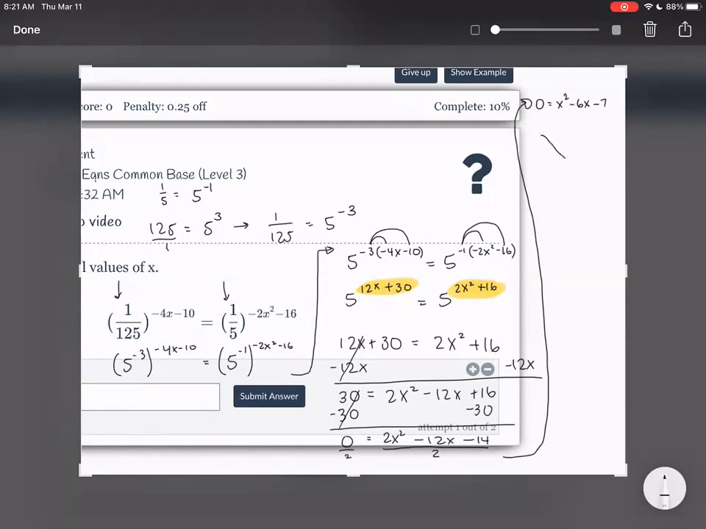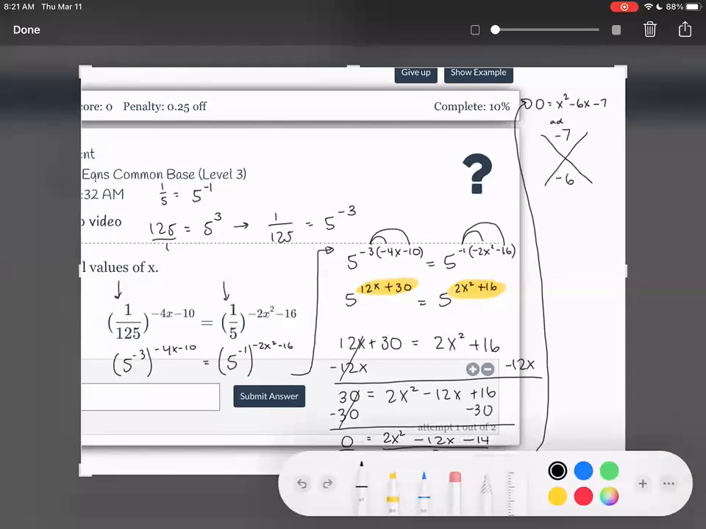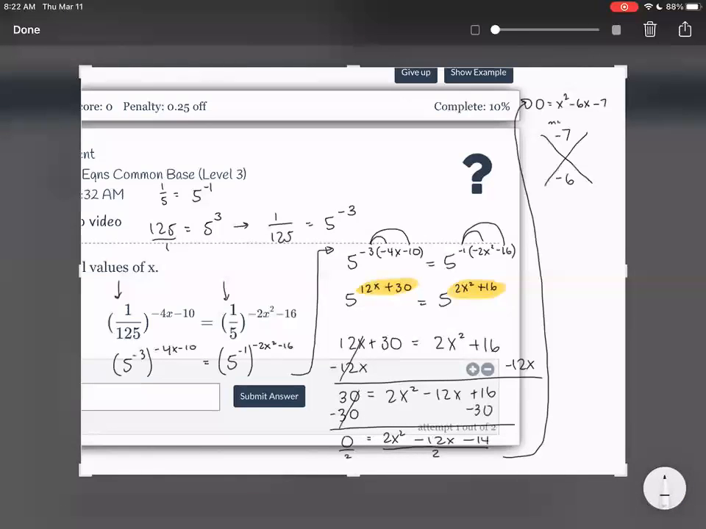And so I know you guys said you like doing the x factor method, so let's do it that way. We're going to put the negative 7 up top and the negative 6 on the bottom. You want two numbers that multiply to -7 and add to -6. So those two numbers would be what? You guys can tell me. -7 and 1. Good. So you can just double check. -7 times 1 will give you -7. Good. -7 plus 1 will give you -6.